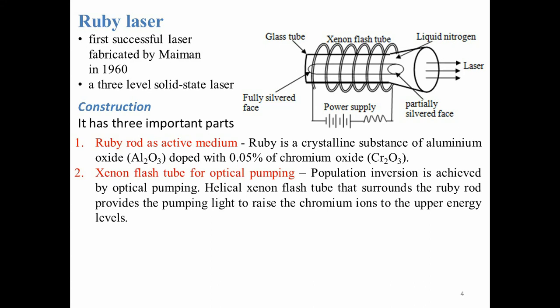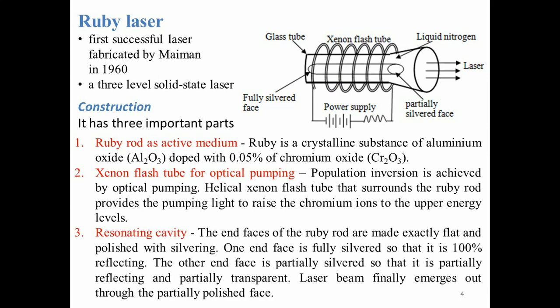Next component, pumping mechanism. Optical pumping is used in ruby laser. For that, a xenon flash tube surrounds the ruby rod, which provides enough light to excite the atoms to the upper energy levels.